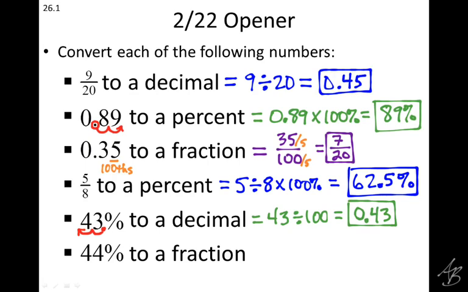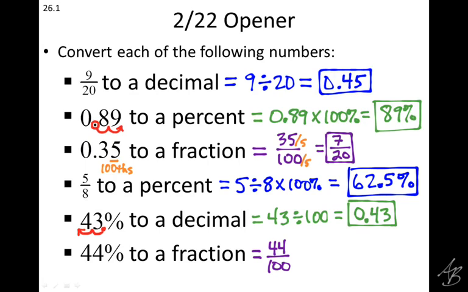All right, on the last one, we want to change 44% to a fraction. Just like the previous problem, we thought of 43% as 43 out of 100, which means 43 divided by 100. This 44% means 44 out of 100 also, right? So how do I write that as a fraction? How can we write 44 out of 100 as a fraction? 44 over 100, exactly. So 44 out of 100, 44% can be written 44 over 100.